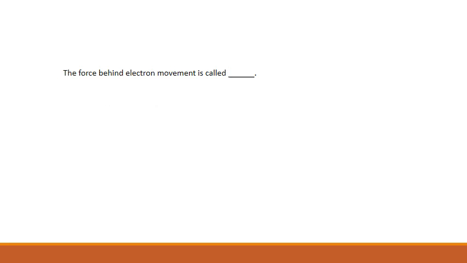In simple terms, the force behind electron movement is called voltage or electromotive force, or EMF. When an atom loses an electron, it becomes ionized. The invisible lines of force that surround a charged body are called the electrostatic field.